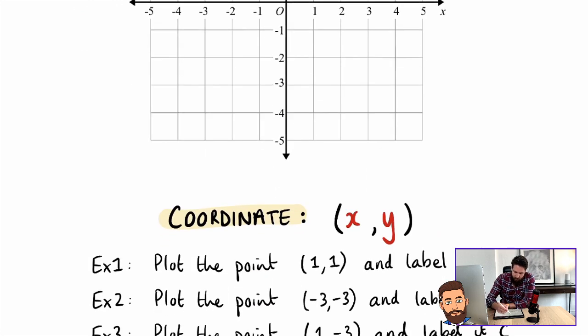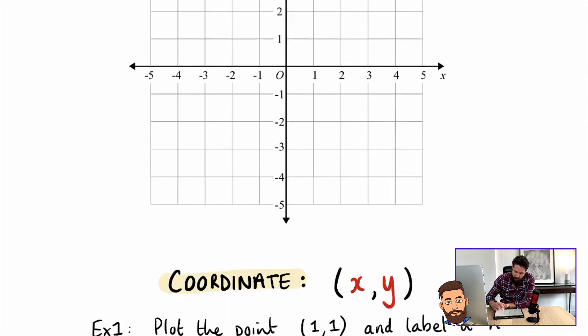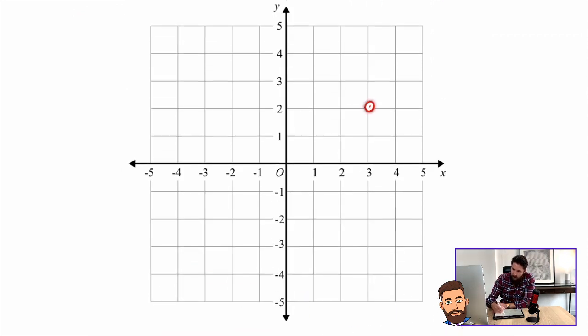A lot of students remember this by the expression along the corridor and up the stairs. So whenever you're trying to get to a point on the grid, if we're looking at this point here, you go along the corridor first, so you go along 3, and then you go up 2. So the coordinate for that point would be 3, 2, because we always start from the origin, the center, which is 0, 0. To get to here, we have to go across 3, so x would be 3, and then up 2, so y would be 2.